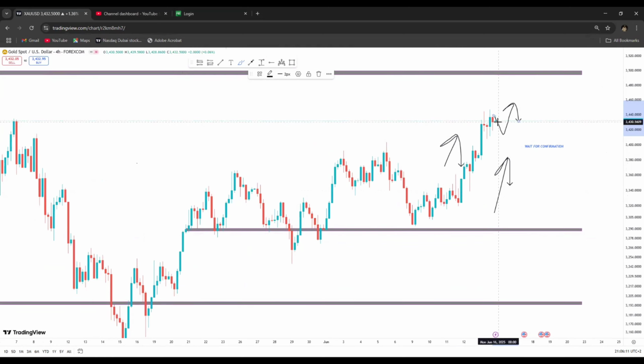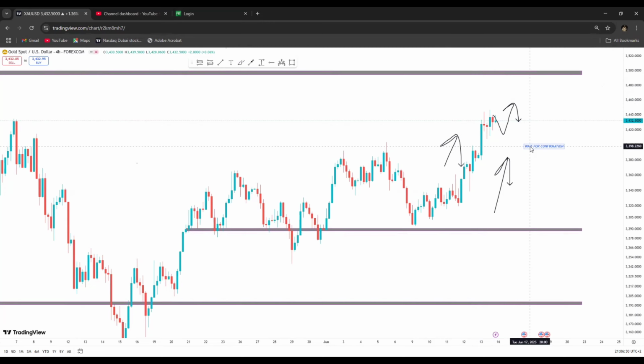Or based on where price is currently trading, if we're going to get those continuations to the upside, that's what we're going to continue doing. But if price gives us a deeper pullback, then that's what we'll be looking for, so we can look for those continuations to the upside. But understand, we're just waiting for confirmation to see what gold is going to do for the coming week.